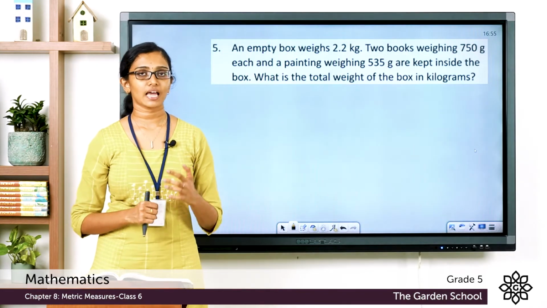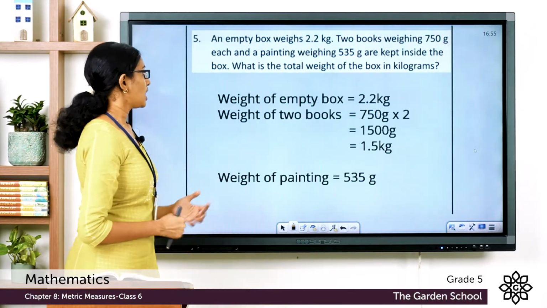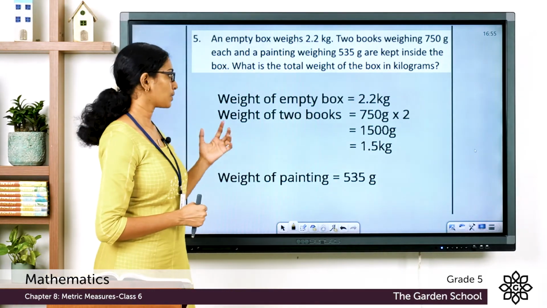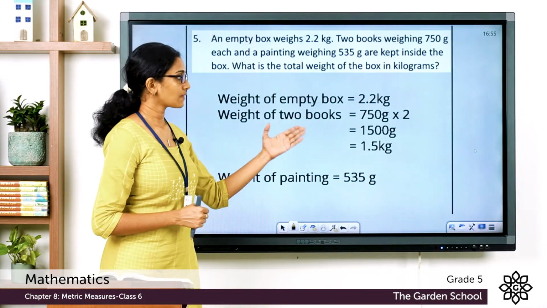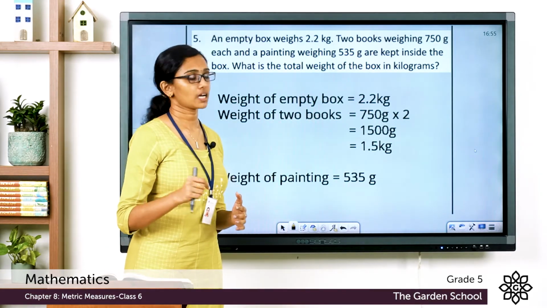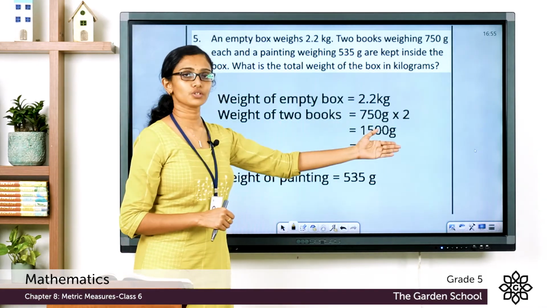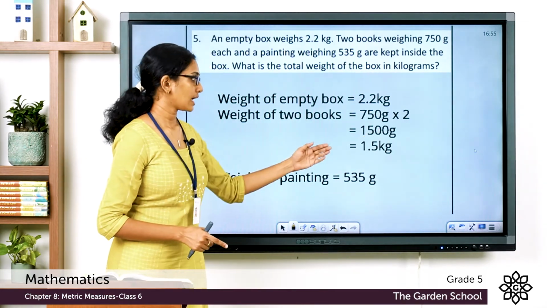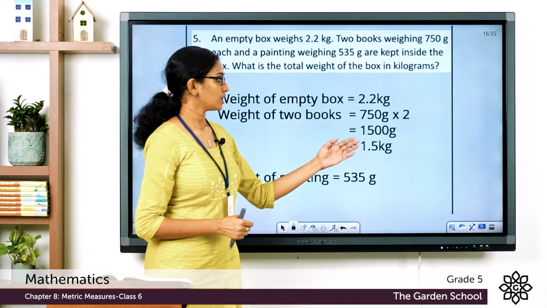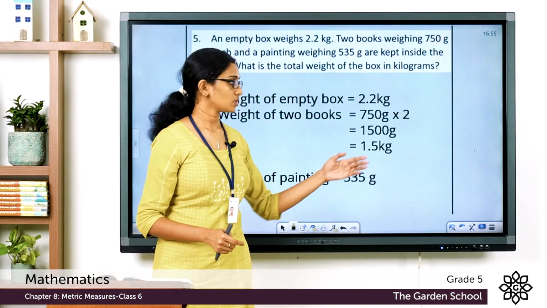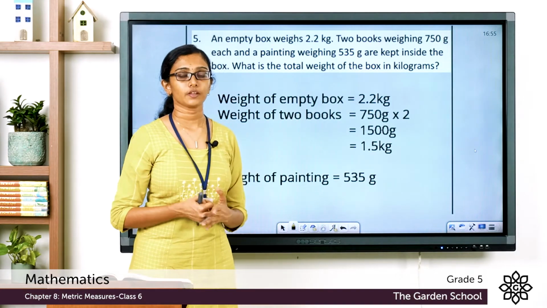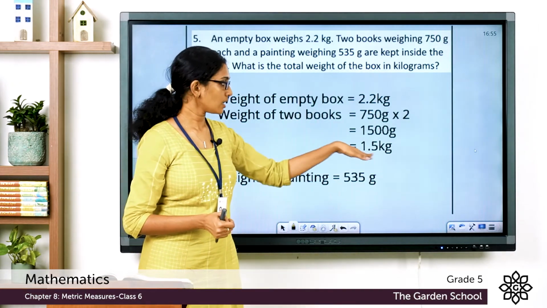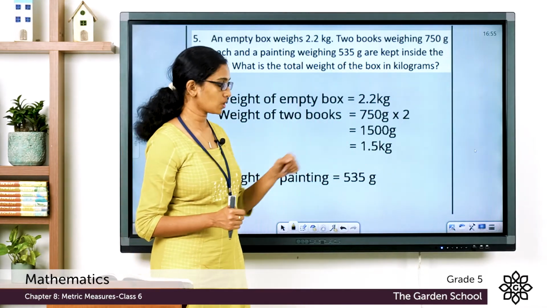Now, let's write the steps and see the calculation. Weight of empty box is equal to 2.2 kilogram, and the weight of 2 books is equal to 750 gram. Each book weighs 750 gram. So, that into 2, that is equal to 1500 gram. And 1500 gram, when you divide it by 1000, you get 1.5 kilogram. Why? Because 1 kilogram is equal to 1000 grams. So, right now, you have got the weight of 2 books in terms of kilogram.